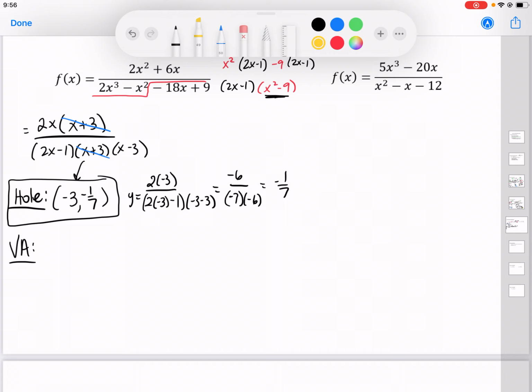Vertical asymptote, or asymptotes, there's 2 of them, because remember I only take the ones that are left over, and I find the zeros of the denominator. So we have 1/2 and 3.